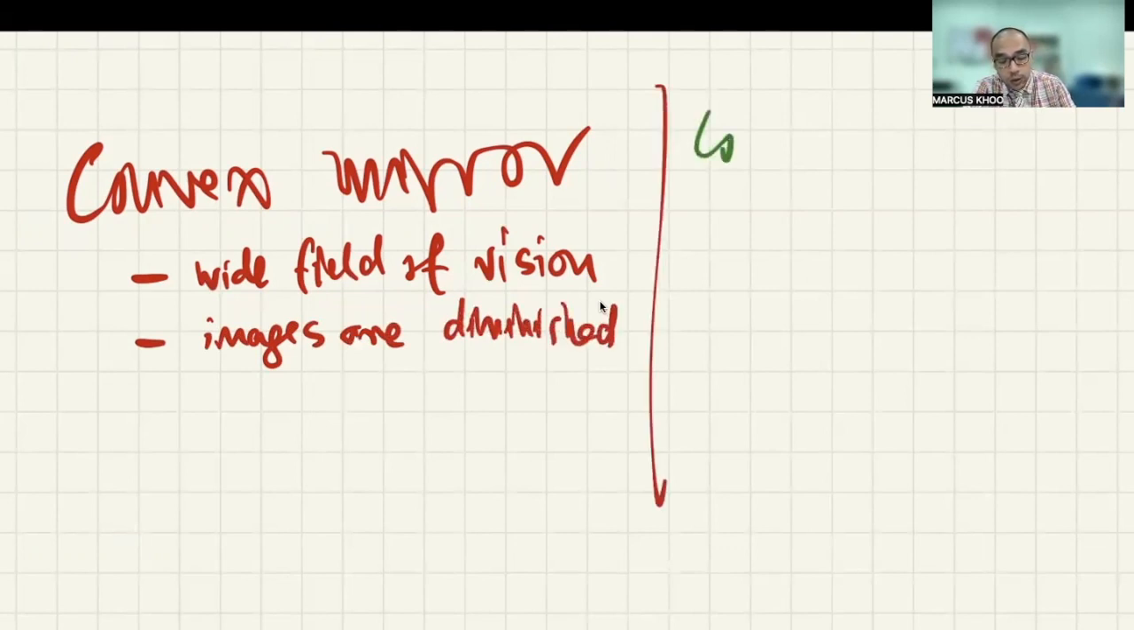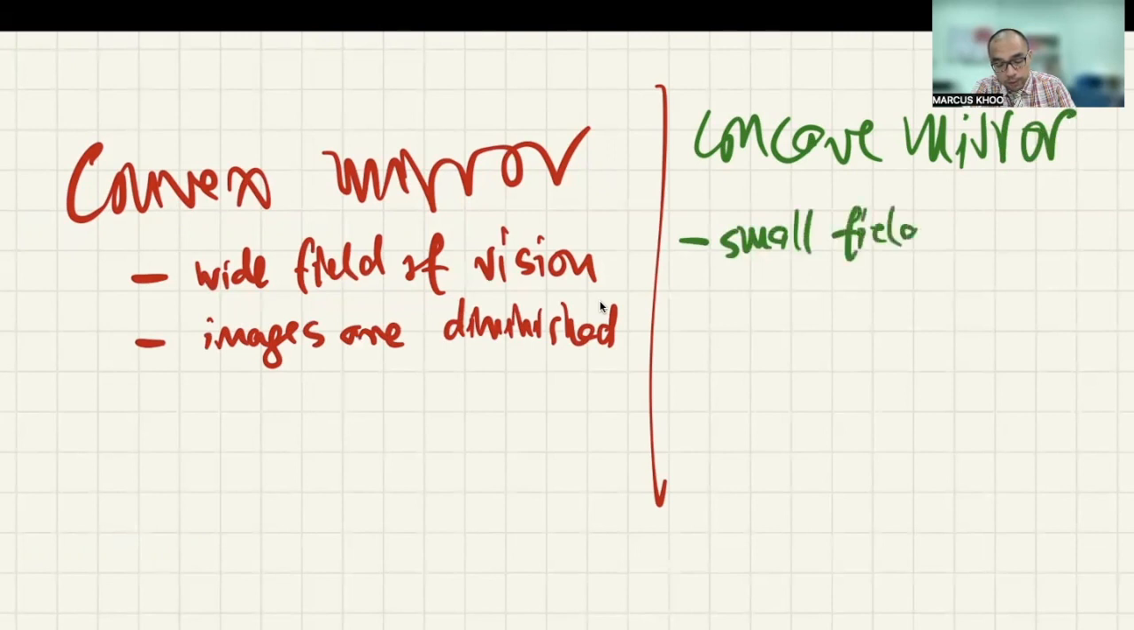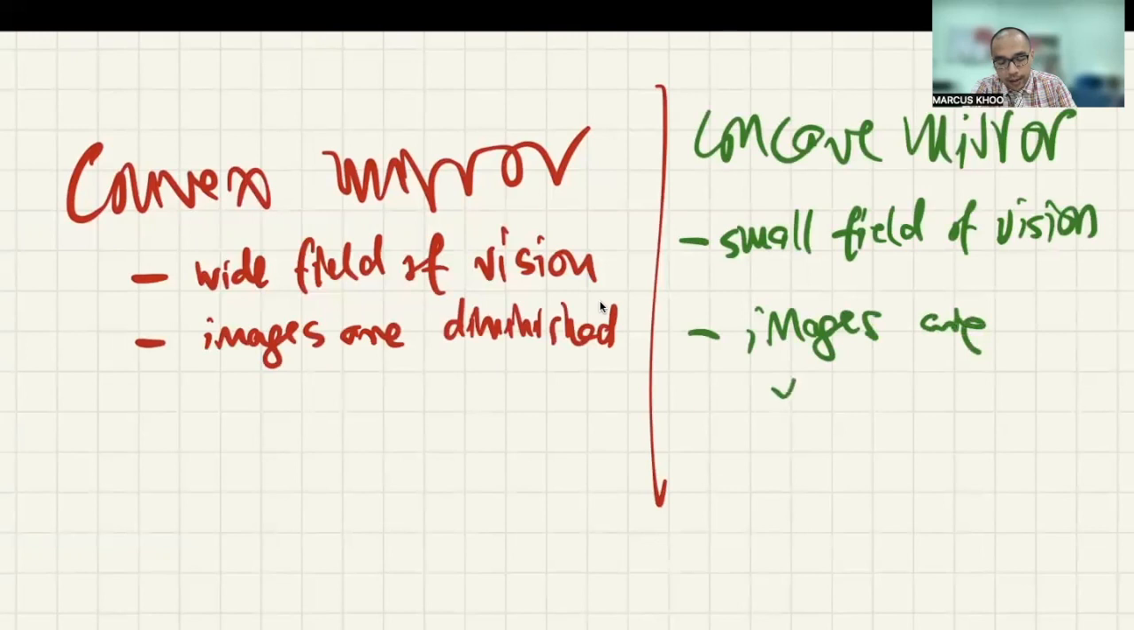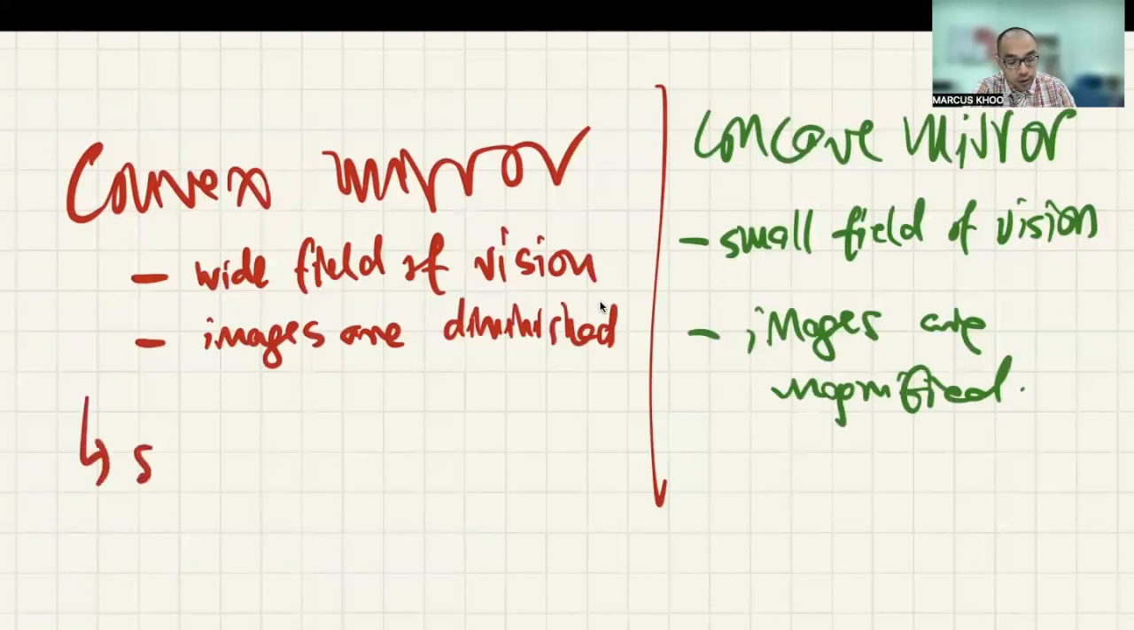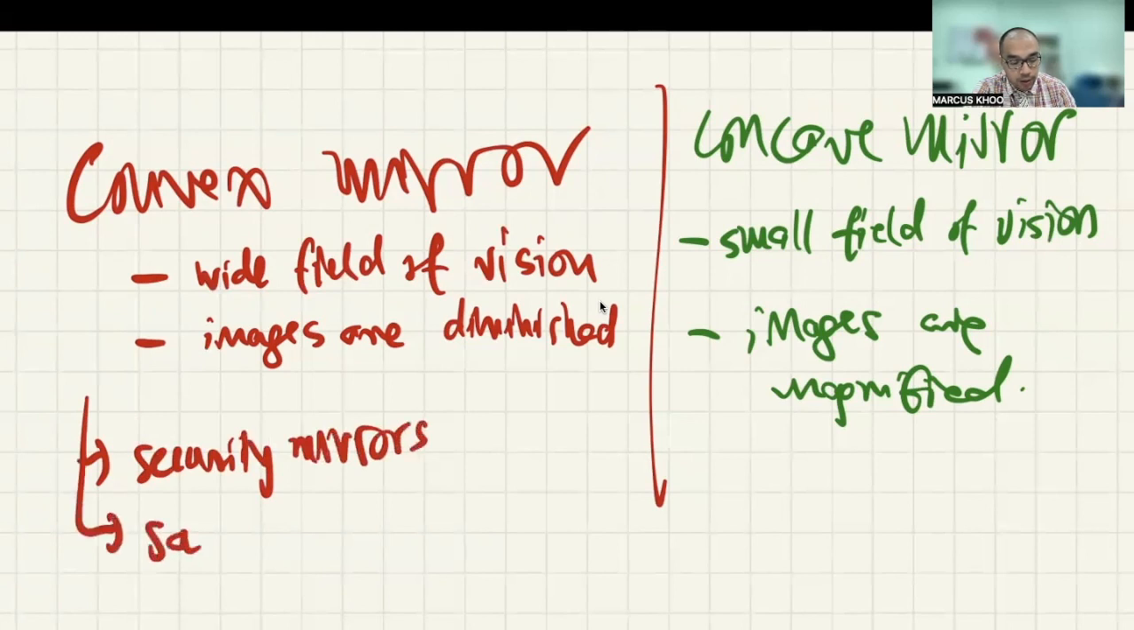As opposed to the concave mirror, the concave mirror has a smaller field of vision. But the good thing is the images are generally magnified. Which is what makes the convex mirror suitable for security mirrors. Security mirrors, or we also call them safety mirrors, are the ones that you see at the corner of the road, or even in the case of this question, the blind spot side mirror. The idea is so that you can see more, but everything is much smaller.